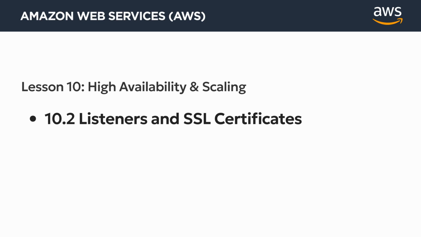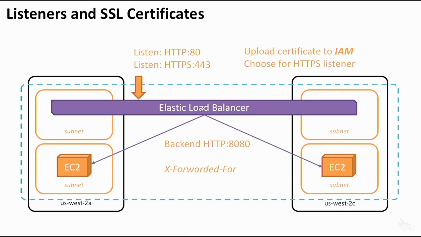Here we'll discuss listeners and SSL certificates for the Elastic Load Balancer. In order for an Elastic Load Balancer to receive traffic, we have to add what's called a listener. Now, we could say that we might want to listen for HTTP traffic on port 80. We might want to listen for HTTPS on 443. We could also listen for just raw TCP traffic as well. Now, if we're wanting to accept HTTPS or SSL traffic, we need to specify an SSL certificate.